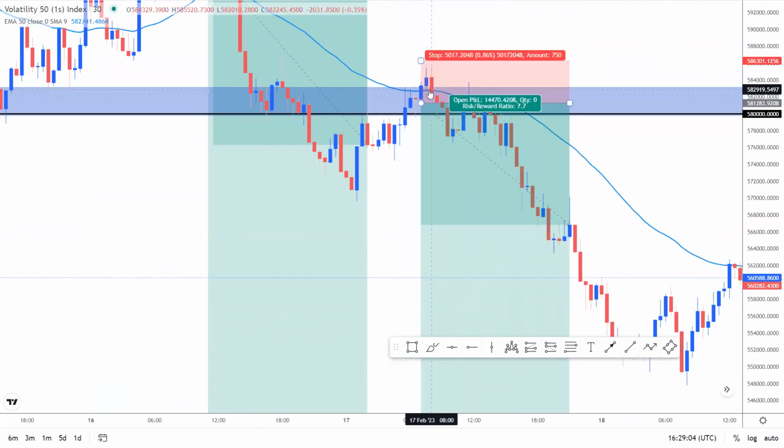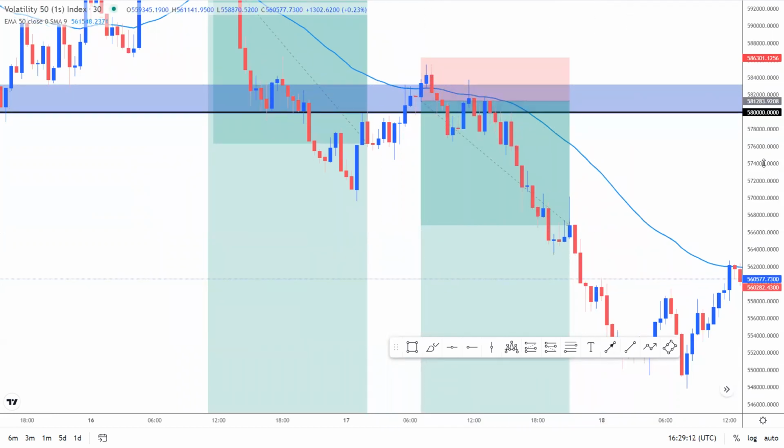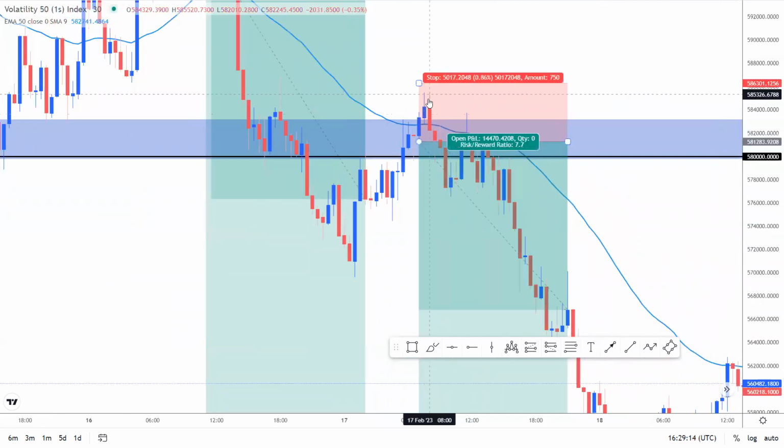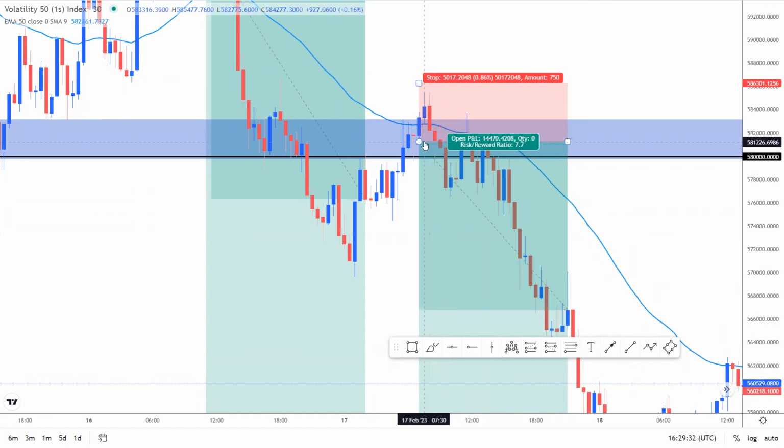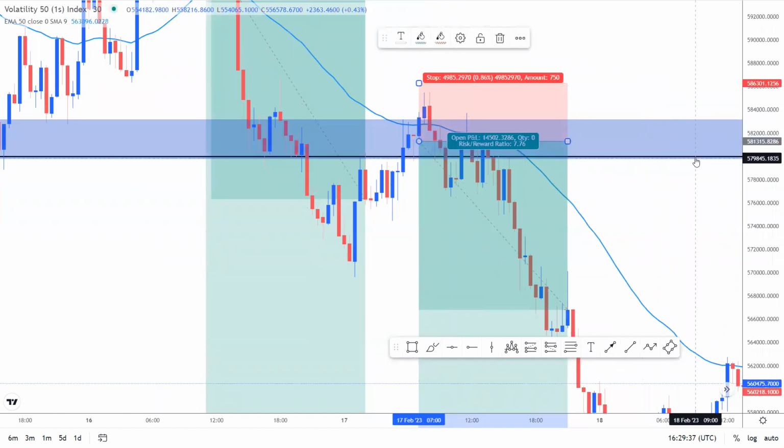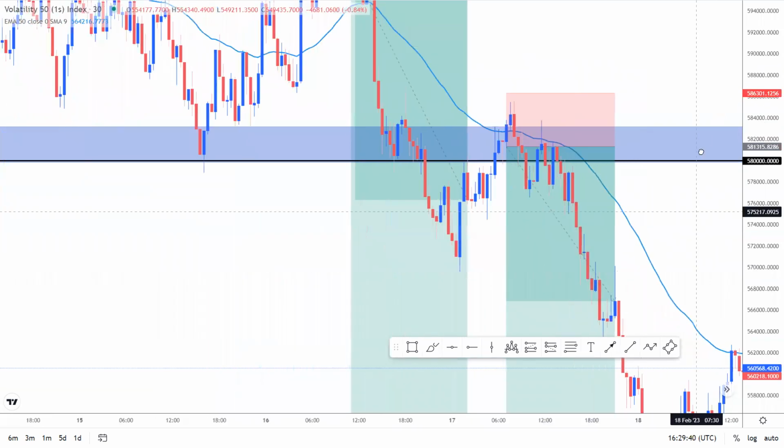Well, clearly we tested the 50 exponential moving average, and then were nicely rejected, seeing a nice bearish engulfing candlestick closing below the 50 exponential moving average. So this was more like a fake out. And as soon as we had the close, I waited for the next candlestick to close bearish. And yeah, this was why I had the second sell entry on this.